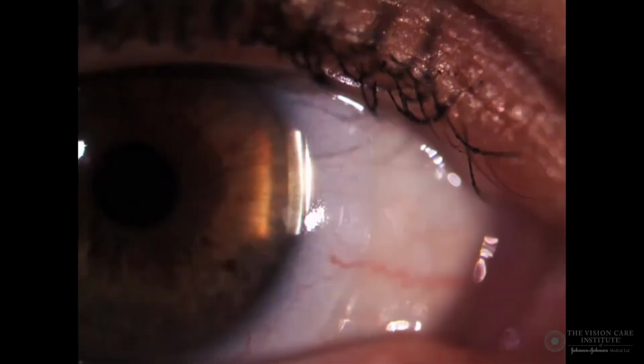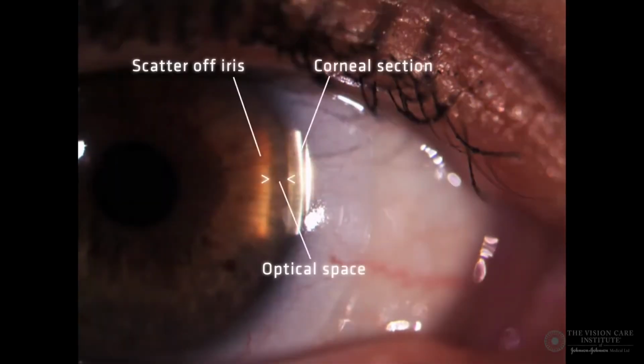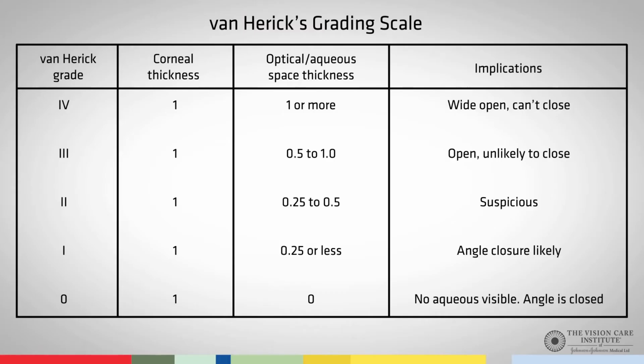It is important that the eye's gaze is directed at the microscope objective. Once we have this, we conduct the same assessment as we did previously, whereby the space between the endothelial part of the corneal section and the scatter off the iris is assessed. Then, just as with the temporal angle, we refer to the Van Herick grading scale.